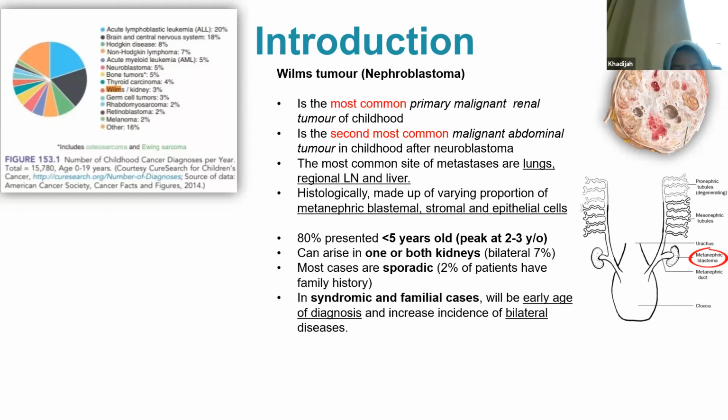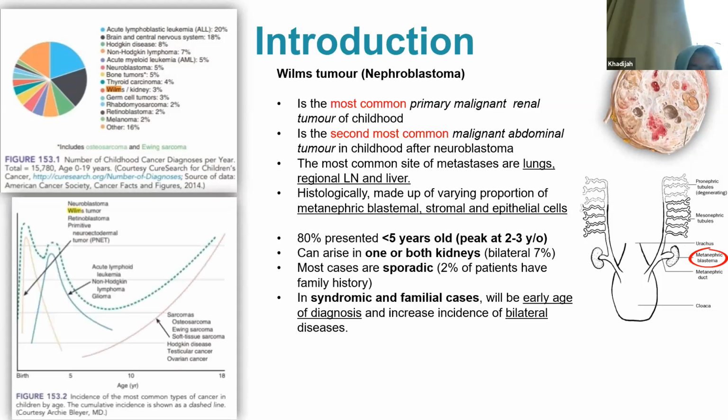Okay, as we learned in embryology, metanephric blastoma is the precursor for normal kidney. So in this graph, we can see that Wilms tumor basically presents at the age of less than 5 years and peaks at 2 to 3 years old. It can arise from one or both kidneys. However, unilateral is much more common compared to bilateral, which makes up 7% of cases.